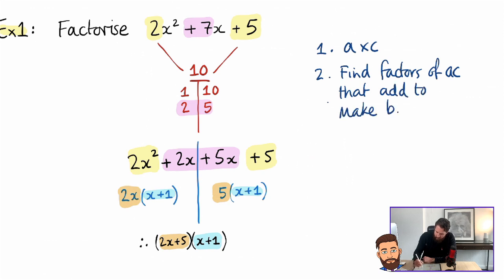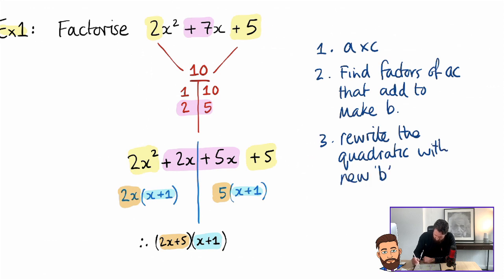And remember, when I'm saying A, B, and C, this is A, this is B, and this is C. Once we did that, we rewrite the quadratic with the new B. Yeah, we replace B, the 7x, with the 2x plus 5x. Now, there's a really important point here. I could have written 5x there and 2x there, because remember, 2x plus 5x and 5x plus 2x is exactly the same result. Okay, you get the same answer.